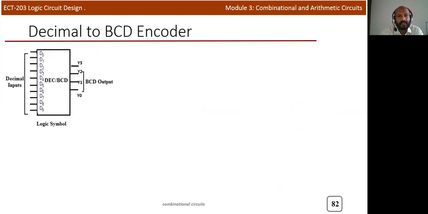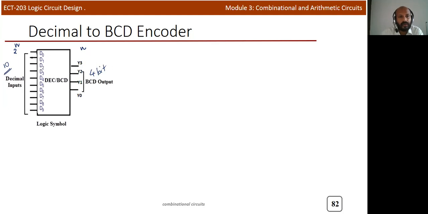Now we'll discuss the decimal to BCD encoder. Decimal means there will be 10 values, 0 to 9. Okay, D0 to D9 lines, 10 input lines, and to represent these 10 values, or the BCD value, we require 4 output bits. In the previous cases, you can see that there will be 2 raised to n input lines and n output lines. But here the condition is different. There are only 10 input lines and 4 output lines.